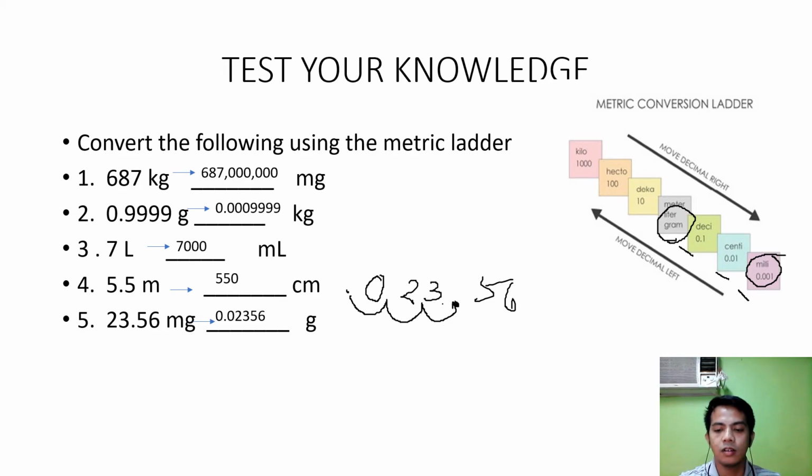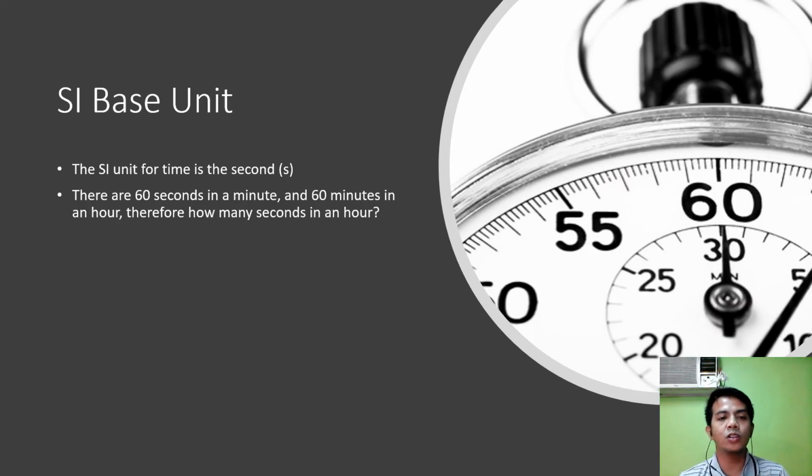So now let's move on to the standard unit for time, which is seconds. So there are 60 seconds in a minute and 60 minutes in an hour. So therefore, how many seconds in an hour? So for this question, we are going to use the long conversion method. Now we are not using the ladder because the ladder method is only intended for the metric system.